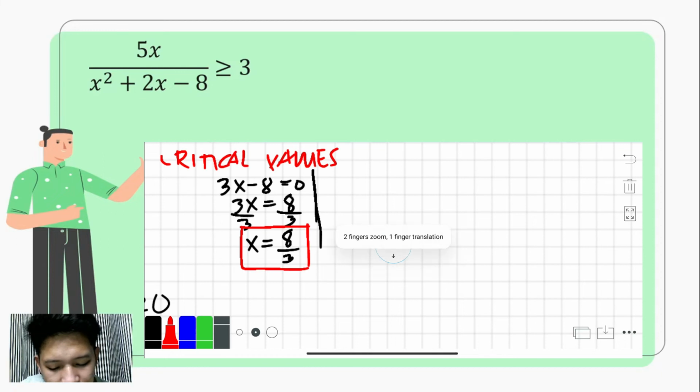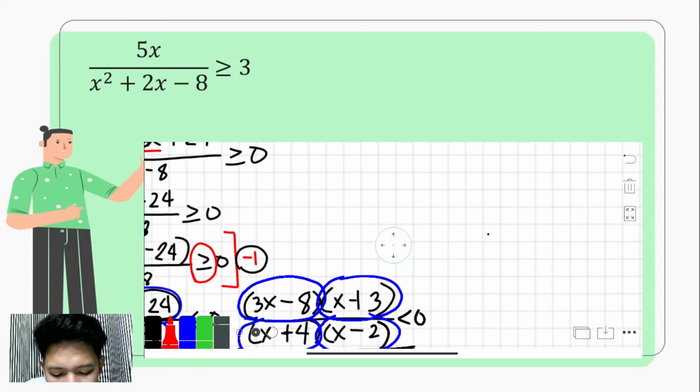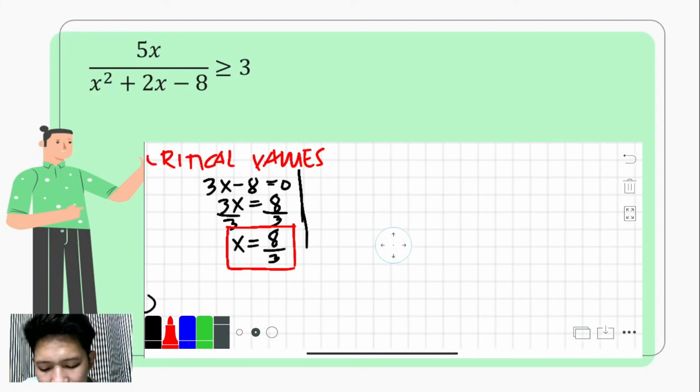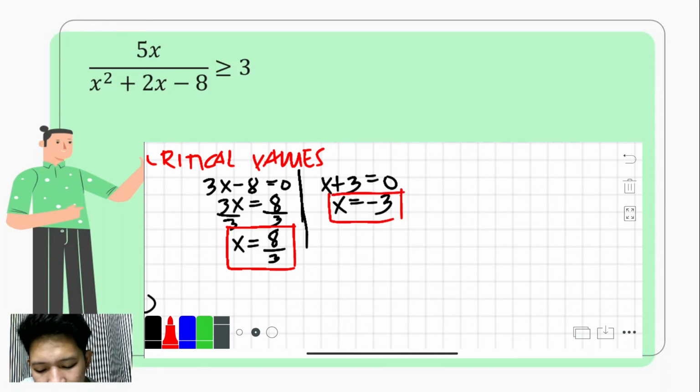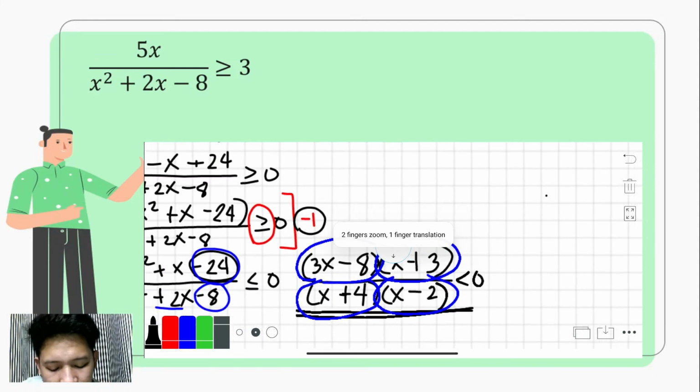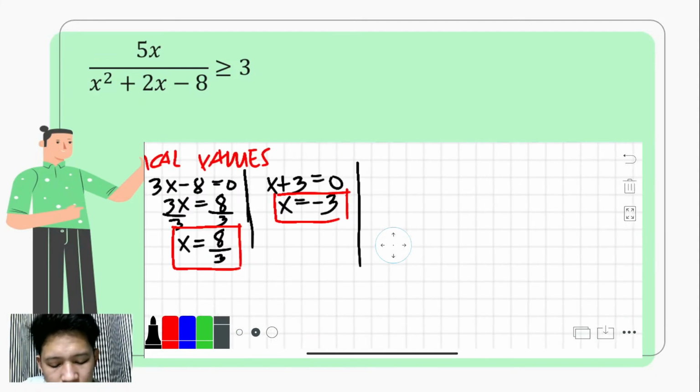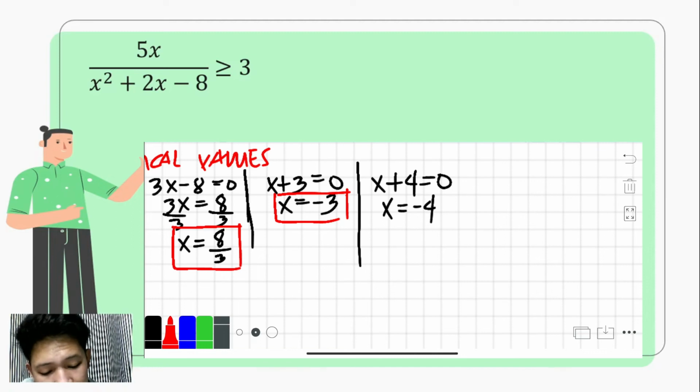Okay, next would be x plus 3. So, madali lang po. We have x plus 3 equals 0, then that is x equals negative 3. So, this would be our second critical value. Next we have x plus 4. So that is x plus 4 equals 0. Then we have x equals negative 4. Hence, this would be the third critical value.